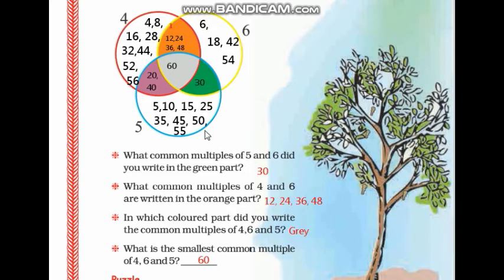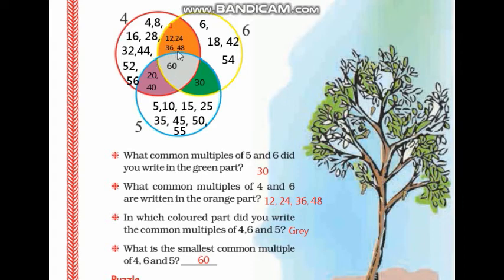And for 4 and 5 the common multiples are 20, because 20 is coming in both the tables. 4 5s are 20 and 5 4s are 20. And 40: 4 10s are 40 and 5 8s are 40. So common multiples of 4 and 5 are 20 and 40. And the common multiple of 6 and 5 is 30, because 30 is coming in both the tables, 5 and 6. So 5 6s are 30, 6 5s are 30.